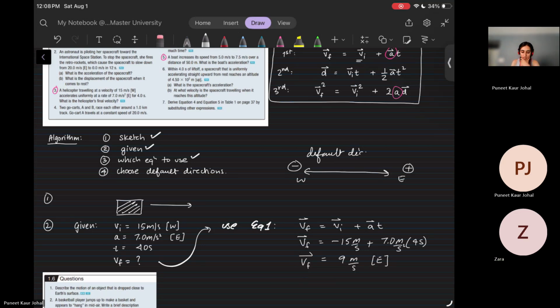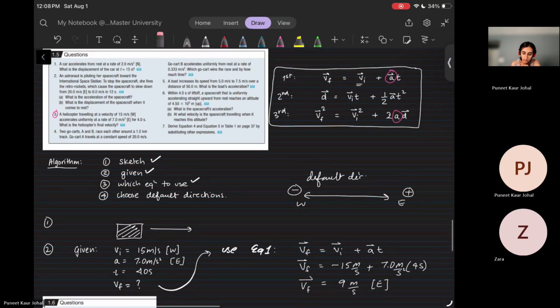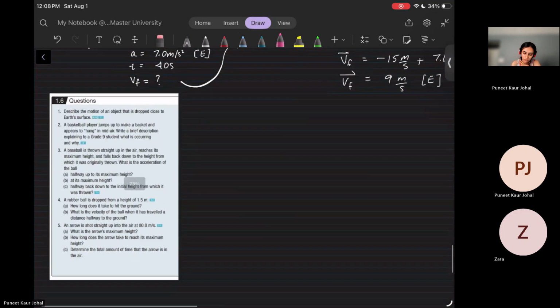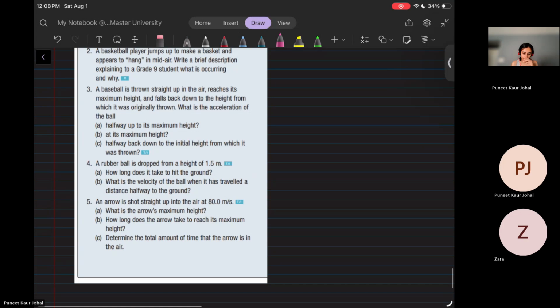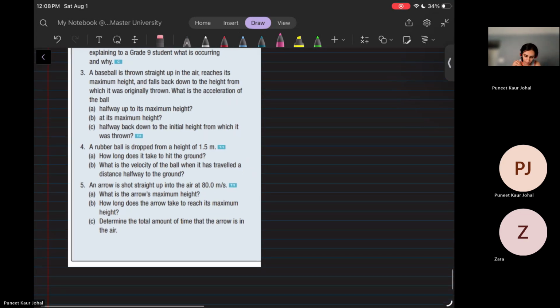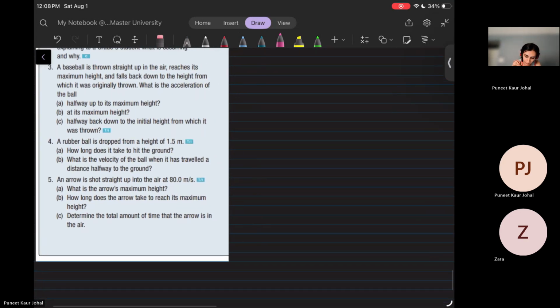So very good. This is good. Instead of doing five, maybe you do the rest for homework. I want to just do something from 1.6 as well. So the first two are theory-based questions, so let's just do five here.